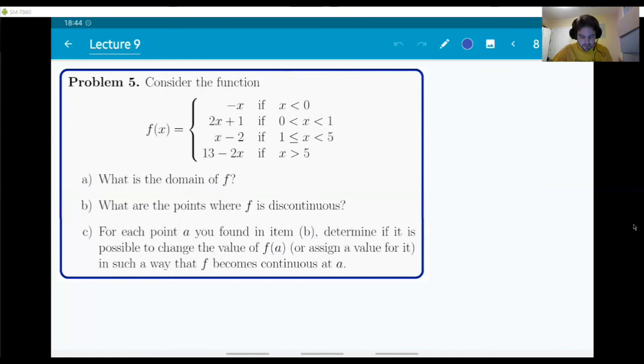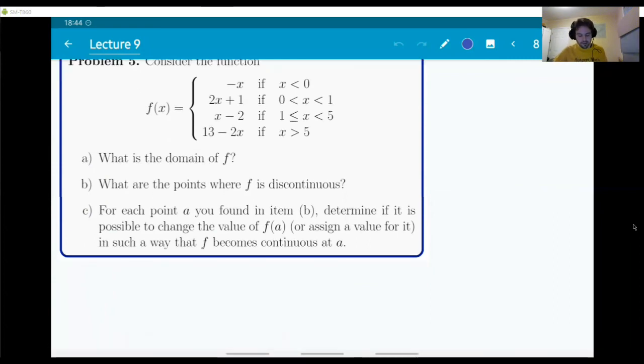So for example, consider this function here, piecewise, 4 pieces. What is the domain? What are the points where it's discontinuous? And we'll talk about C later. Those two should be easy, the first ones. What is the domain of this function? What are the places where it is defined? It has a value for all negative x's. Then all x's strictly between 0 and 1. Notice that we skipped 0. There is no value for x equals 0. Then we do define it for numbers between 1 and 5, and 1 is included.